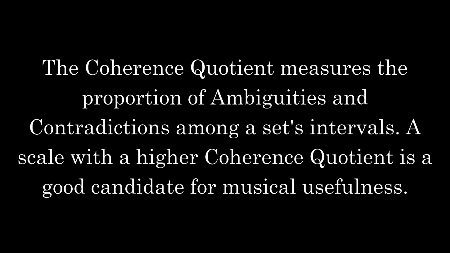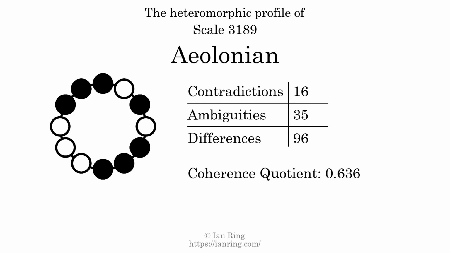The coherence quotient measures the proportion of ambiguities and contradictions among a set's intervals. A scale with a higher coherence quotient is a good candidate for musical usefulness. The coherence quotient is 0.636.